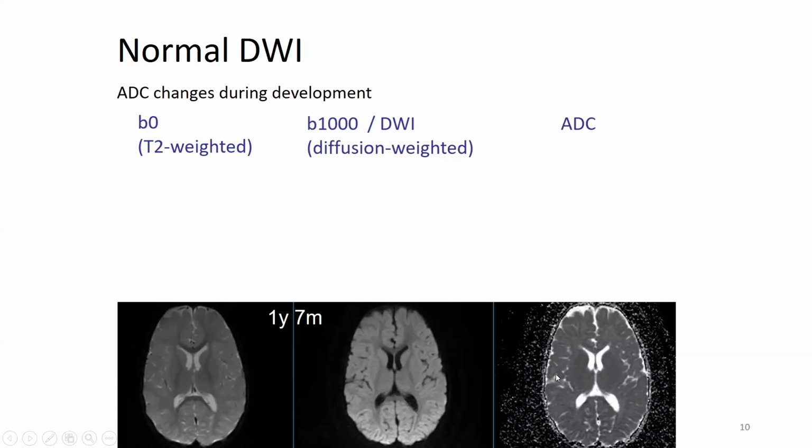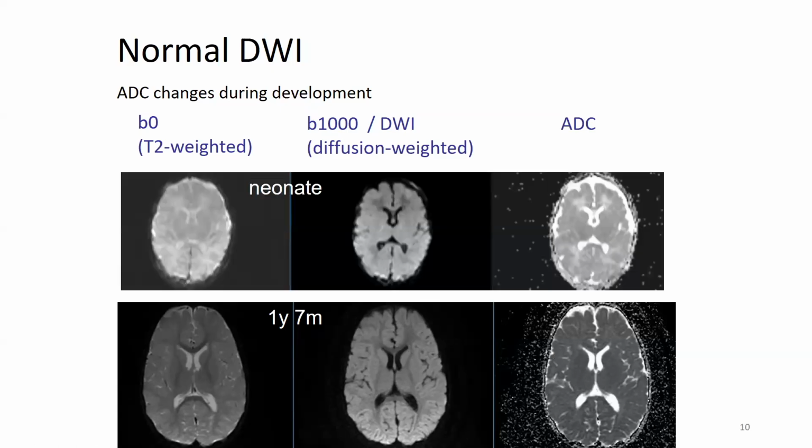And this is the calculated ADC. Well, you've also seen those images. But what happens now in a neonate? This is a very young child. Again, the T2 weighted image looks completely different, just as I showed you before. And then I have this B1000, the diffusion weighted image. Well, that looks quite similar again. But then when I calculate the ADC from these two images, I again see a big difference.